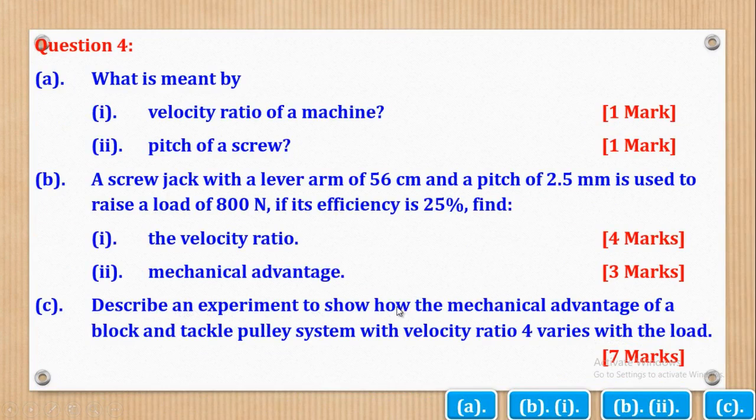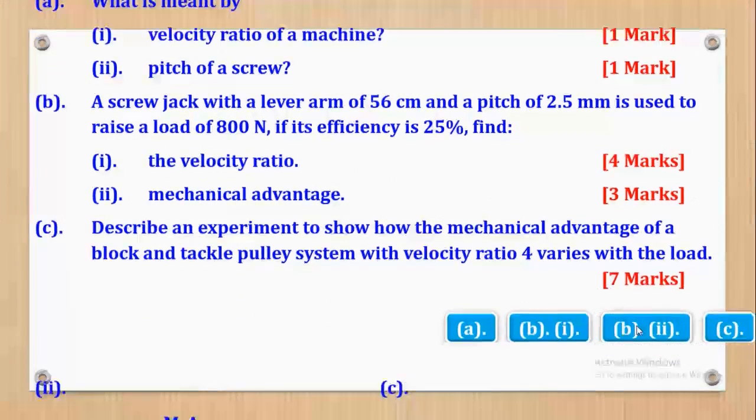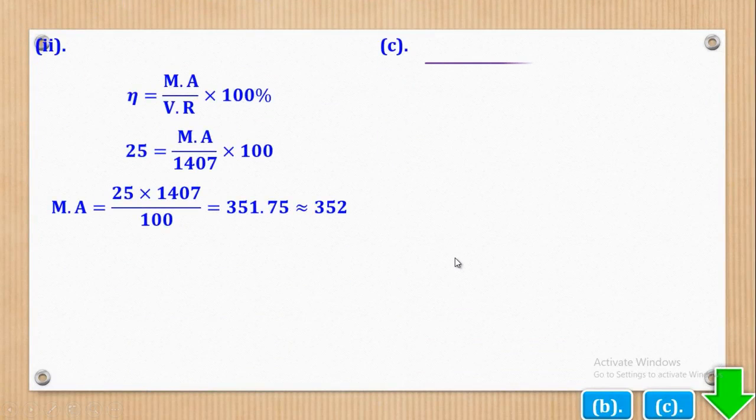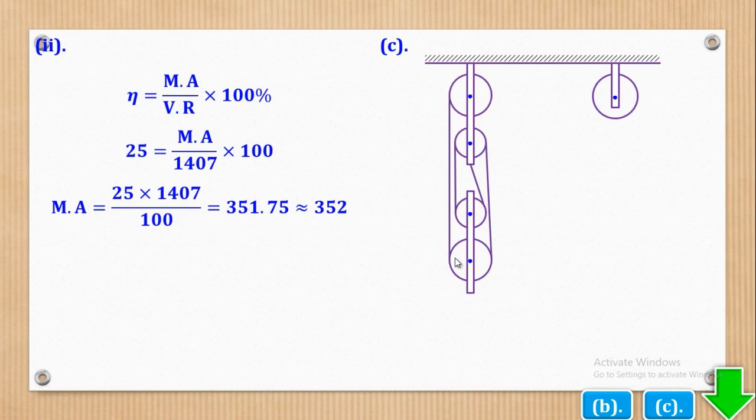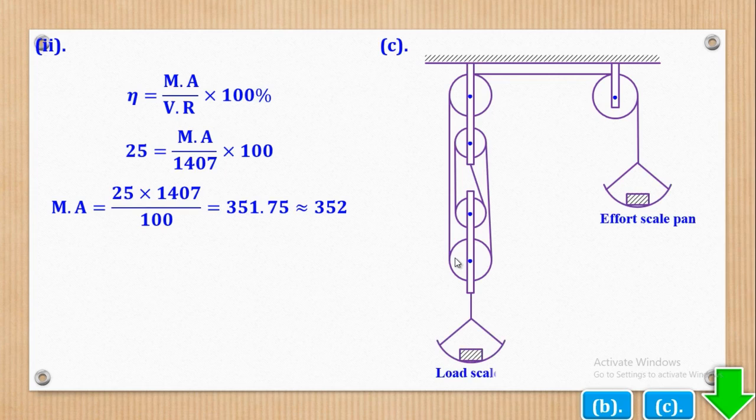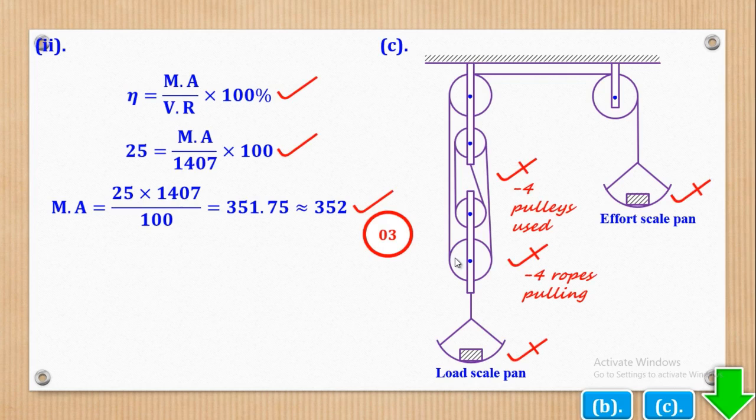Part C says, describe an experiment to show how the mechanical advantage of a block and tackle pulley system with velocity ratio 4 varies with the load. So velocity ratio 4 means that there are 4 pulleys pulling, and also the number of rods pulling will be 4. So we shall first draw a diagram with 4 pulleys pulling the load. So that is the effort scale pan. Then you also have the load scale pan. So let's first award marks for this slide before I go to the next slide. So because they told us the velocity ratio is 4, the pulleys must be 4, and here the number of rods pulling must also be 4.